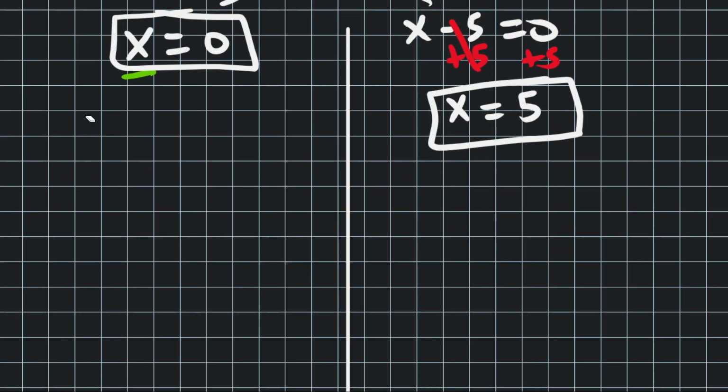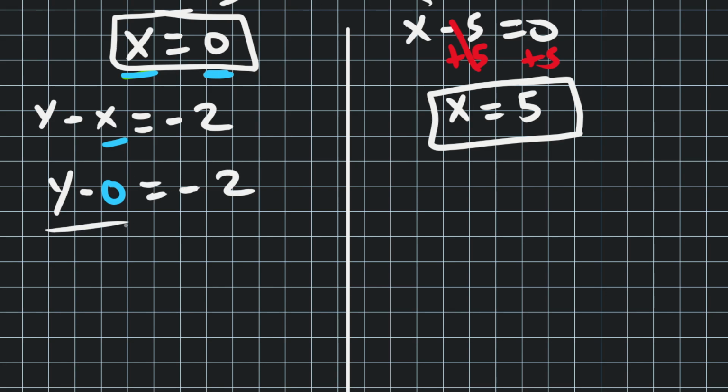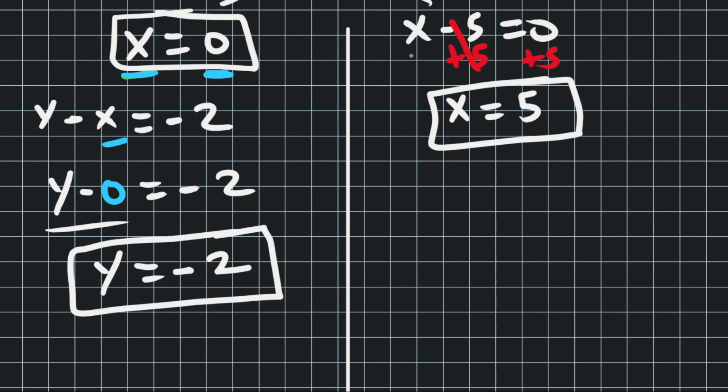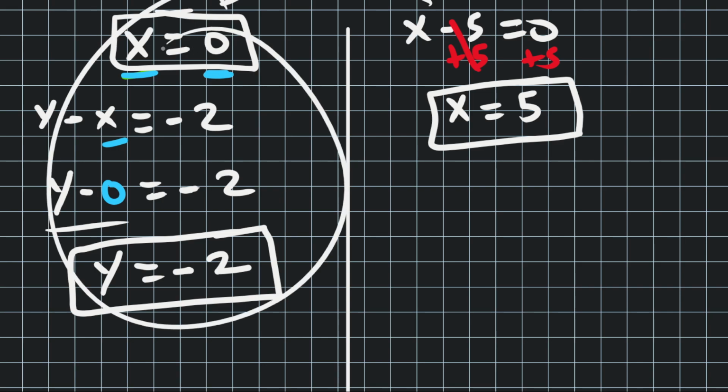Let's go back here. Y minus x equals -2. And we know x is 0. So this comes out to y minus 0. So y minus 0 equals -2. And y minus 0 is just y, so that's it. Y equals -2. And there we go. So we've solved for an x and y pair, 0 and -2, on this left side right here.